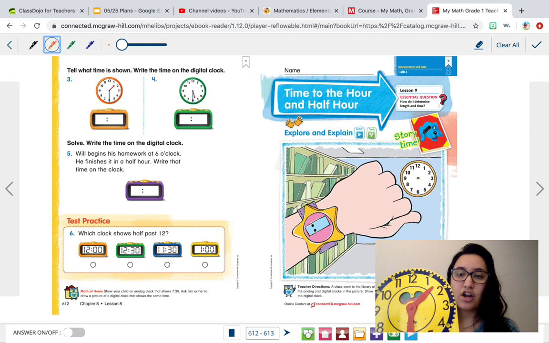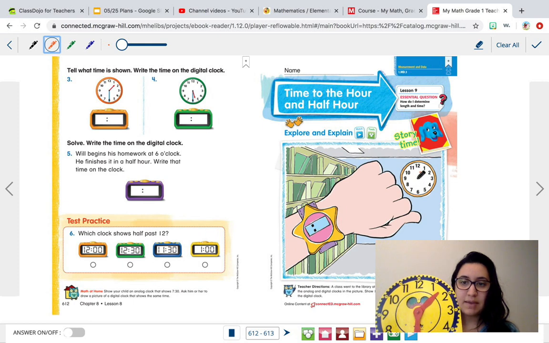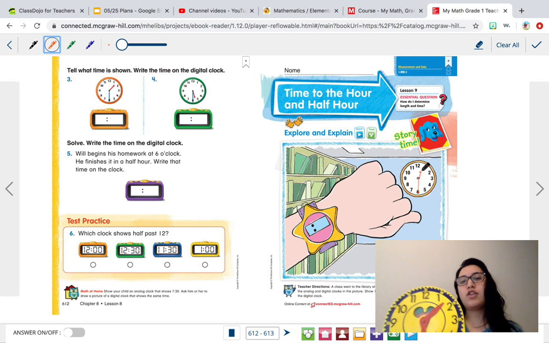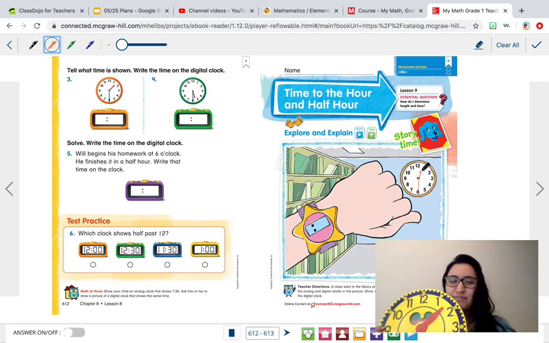So let's draw that on our analog clock up here. I'm going to draw my small hand up here and my minute hand all the way down. So that's what 1:30 looks like. My lines aren't exactly as straight as this one, but it'll do.